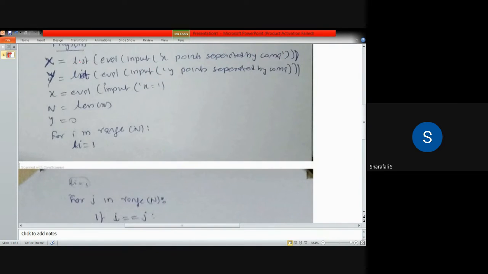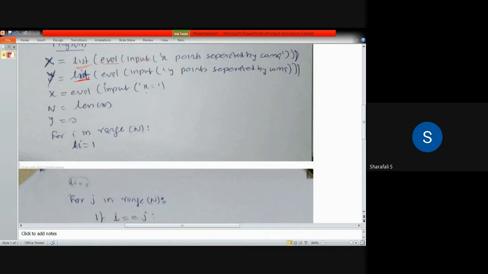Okay, list eval input x points separated by comma. And then we have the y values that you have to give as input, and that has to be separated by comma. So this will be stored as a list. For that, we have given this list option here. You can see my pointer is on list. So these x and y values, capital X and capital Y, are considered as a list of values.